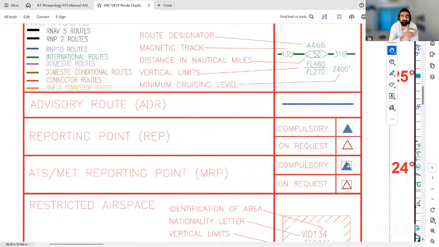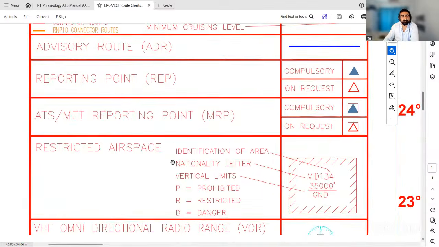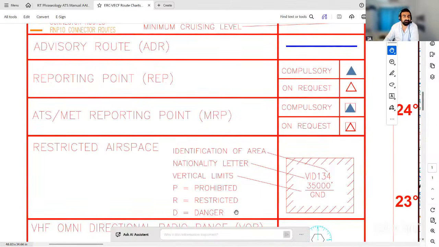And reporting points are also the same. Like compulsory, you have to report that you have reached here, you have reached here. Restricted areas we have already discussed.